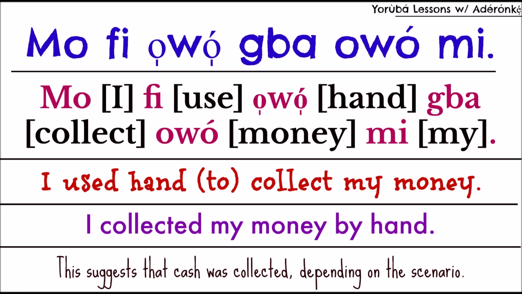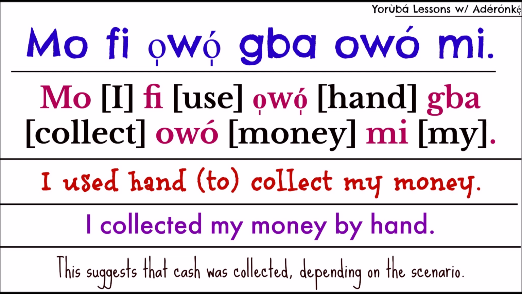I used hand to collect my money. So I collected my money by hand is what it would be when you restructure that sentence, when you translate. The previous one is like a transliteration. I collected my money by hand is a translation. And what it would infer, of course, is that you probably collected cash, depending on the scenario. So you want to tell someone that it was cash that you collected.